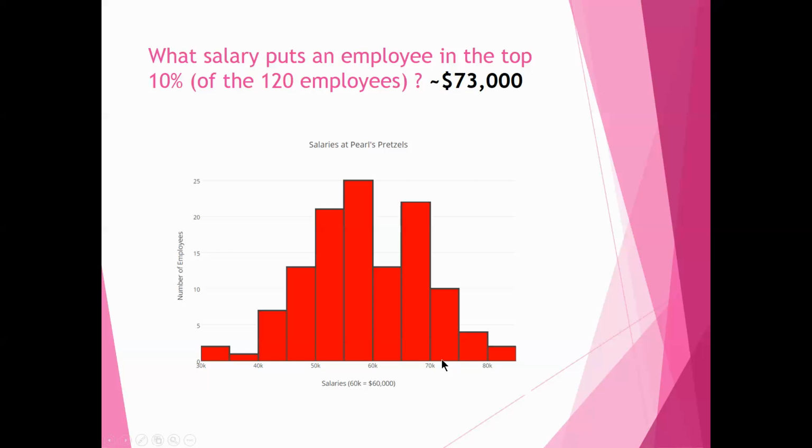That wouldn't be a bad estimate. 74, 72, they'd be okay too. 70, that's too low. 75, that's too high. If you just look at where the 12 employees are going to be.